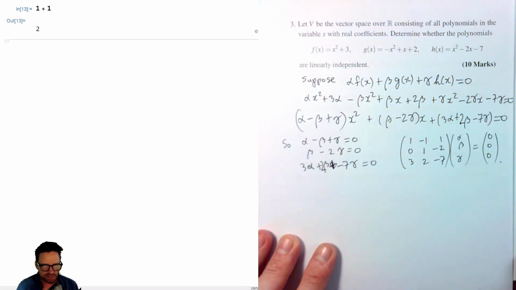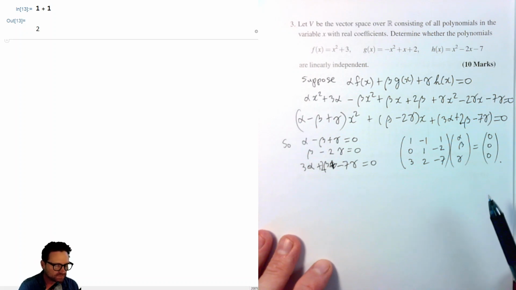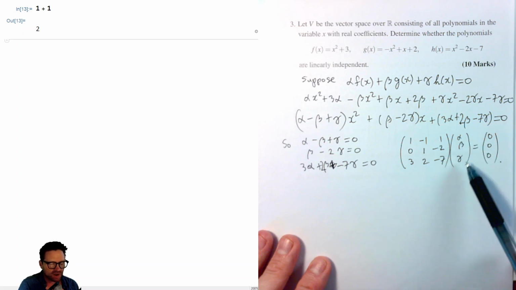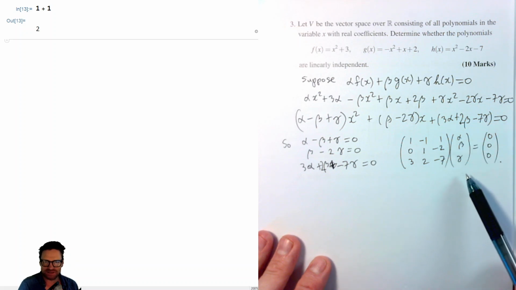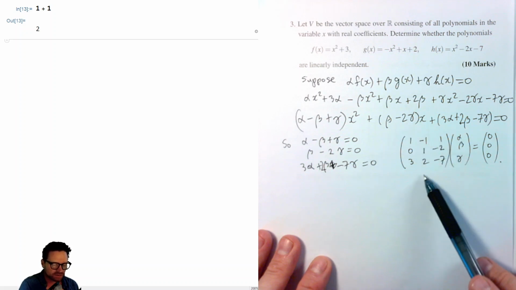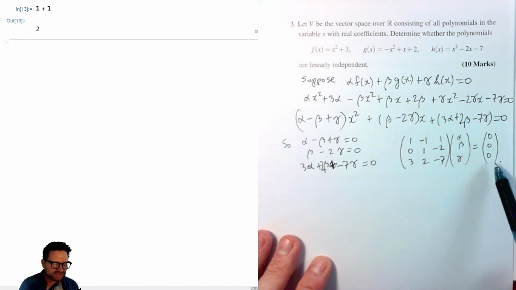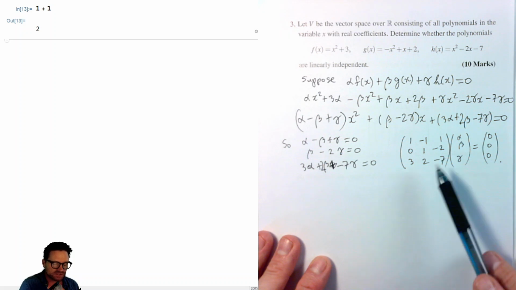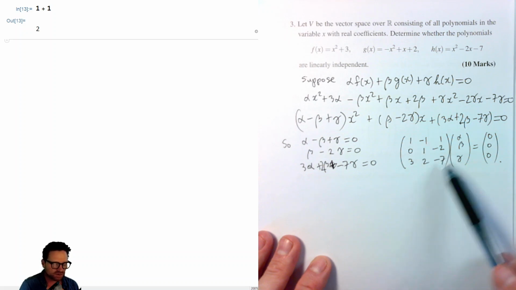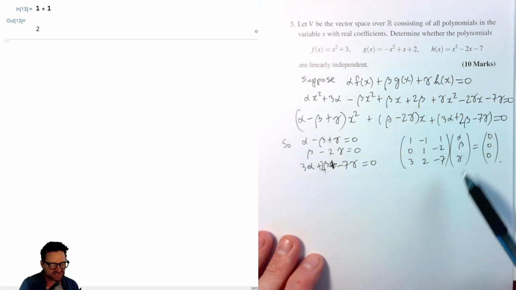Okay, and so what we want to know now is, when we solve for alpha, beta, gamma, are we forced to get 0, 0, 0? If this matrix is invertible, then we would be forced to get 0, 0, 0. If it's not invertible, then it would be linearly dependent. But if we just use the determinant of this matrix to decide that, then we don't get the actual coefficients. And it's nice to get the coefficients.